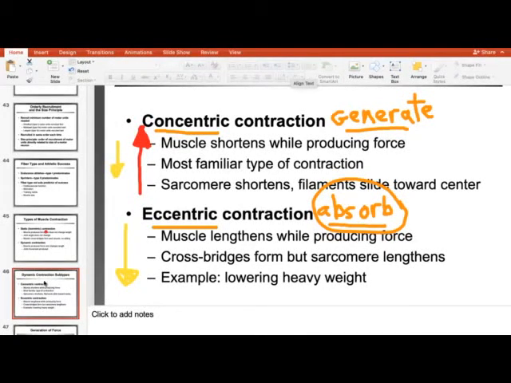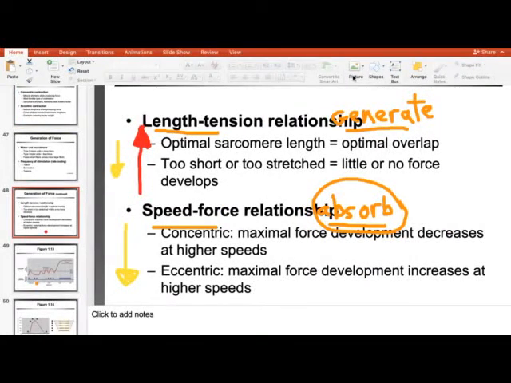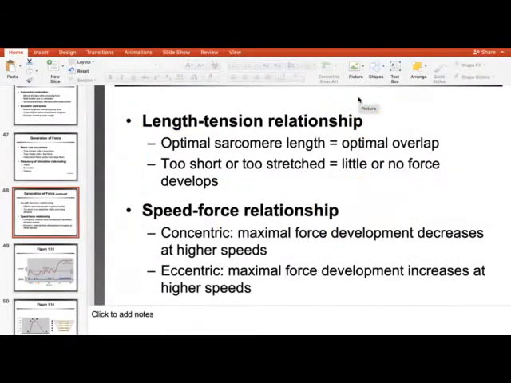So in the next couple of slides, we're going to talk a little bit about the length tension relationship and also the force velocity relationship of concentric and eccentric muscle contractions, and how to take advantage of the speed of training so that you can increase both the concentric and eccentric muscle contraction ability in the muscle fiber. All right, so let's move on here. And we're going to talk about this length tension relationship. So your length tension relationship.